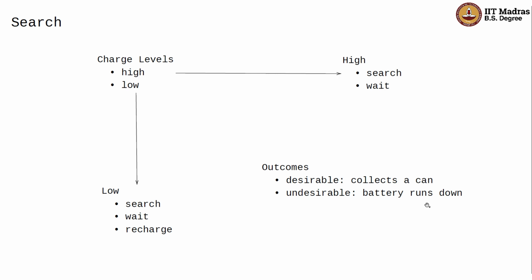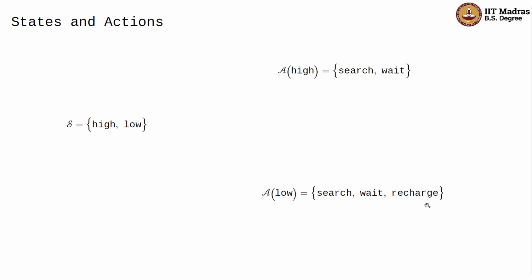So what we have done here is we have not really used the terms state, action, reward. We have used things like charge levels, and what are the options available for the robot. Of course, we have been mentioning state, action, reward here and there, but let's now make it more formal and turn this into a Markov decision process. So these are your states. The state could be high or low. The actions from each state, as we have just described, could be search and wait for the high state, and search, wait, and recharge for the low state. So this is what we have.